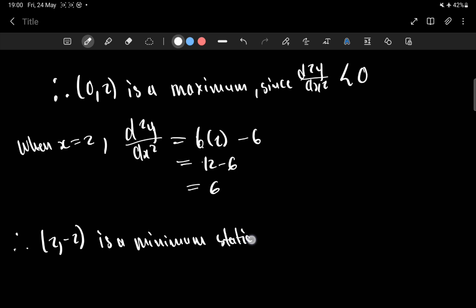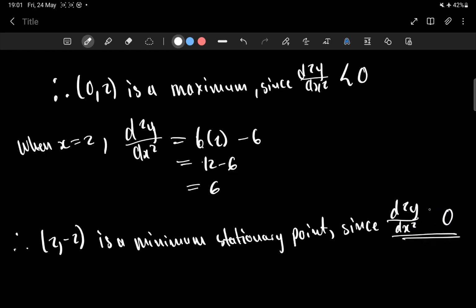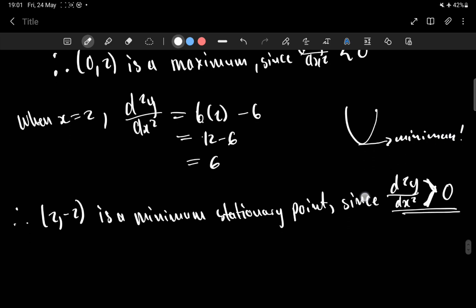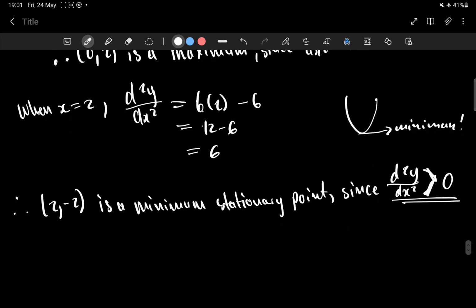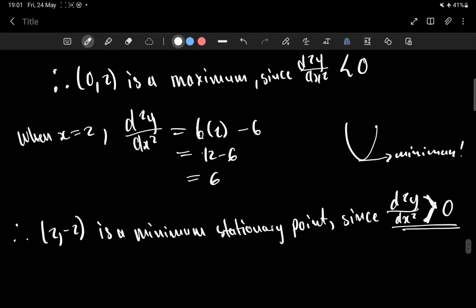Why is it a minimum? Since d2y dx squared is greater than 0, it's a positive number, so he's going to smile. And when he smiles, it's going to give you a minimum. Don't ever forget that. So these are your things, and you are done. You have found the turning points and their nature. Well done.